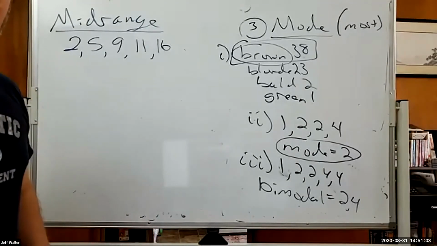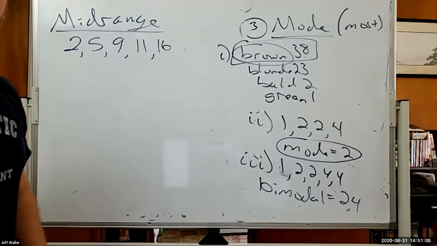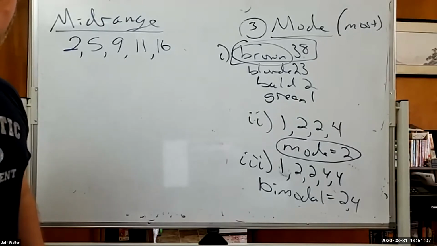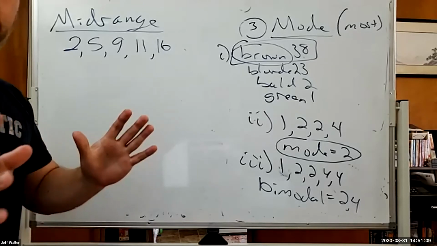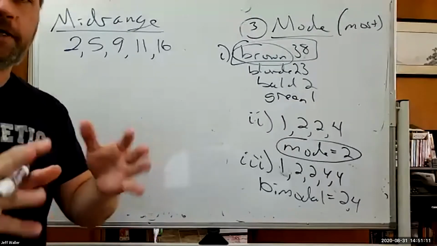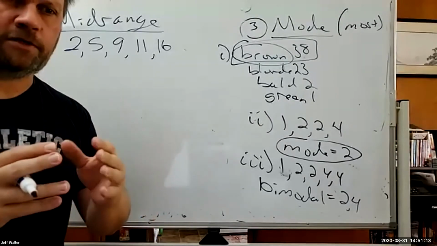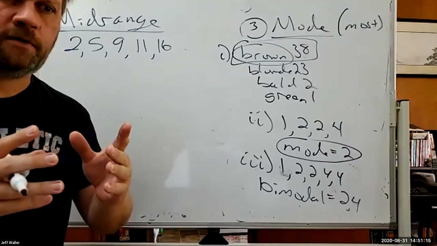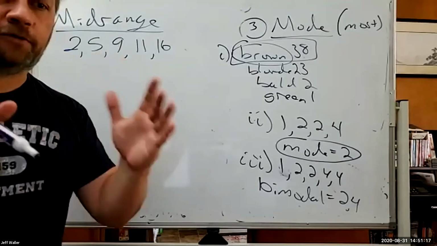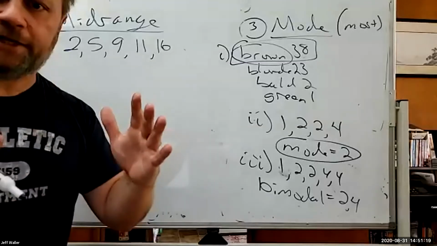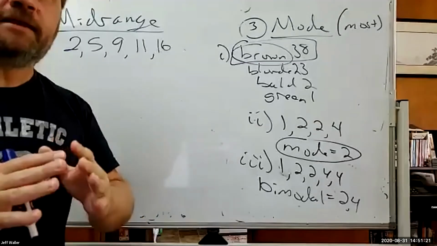Do you set up an inequality? No. What's the range? The range is its own thing. How do I calculate the range? Highest to lowest? High minus low. So the range is 2 to 16. It's 14 here, right? What about mid-range?